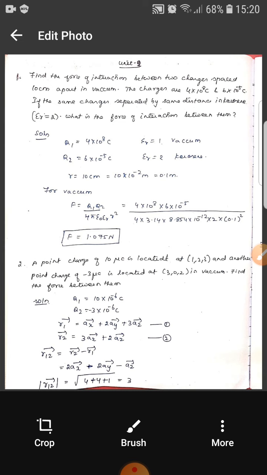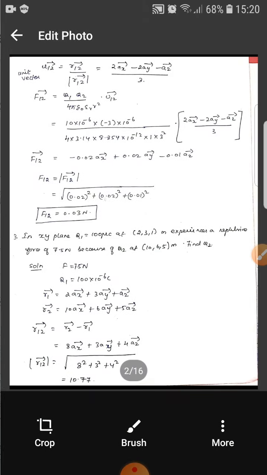R12 vector is equal to R2 vector minus R1 vector. So that is equal to 2Ax minus 2Ay minus Az. Next, the magnitude of R12 vector is found, which is equal to 3. Next, the unit vector has to be found. The unit vector is equal to R12 divided by magnitude of R12. So substituting the values for the formula, we will be getting 2Ax minus 2Ay minus Az divided by 3.